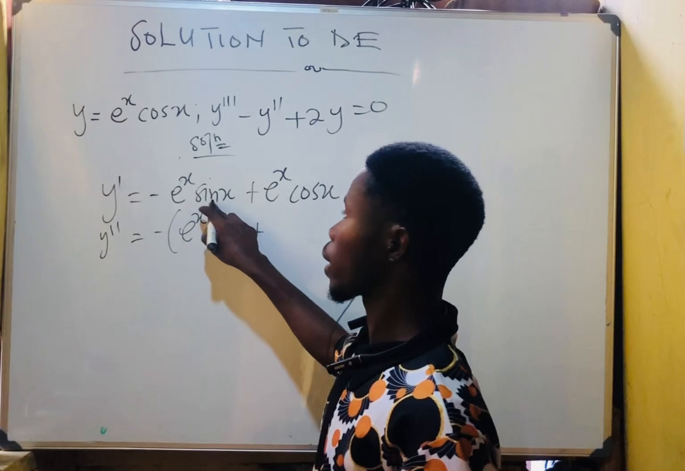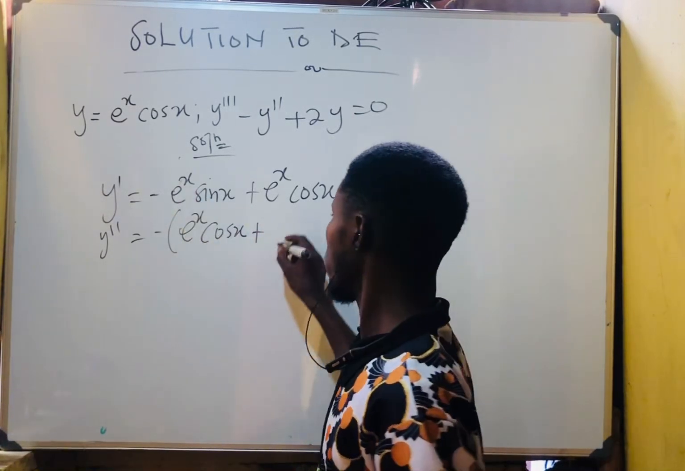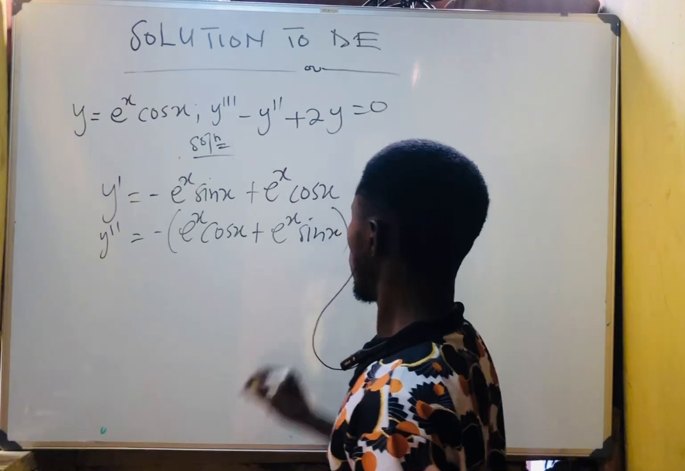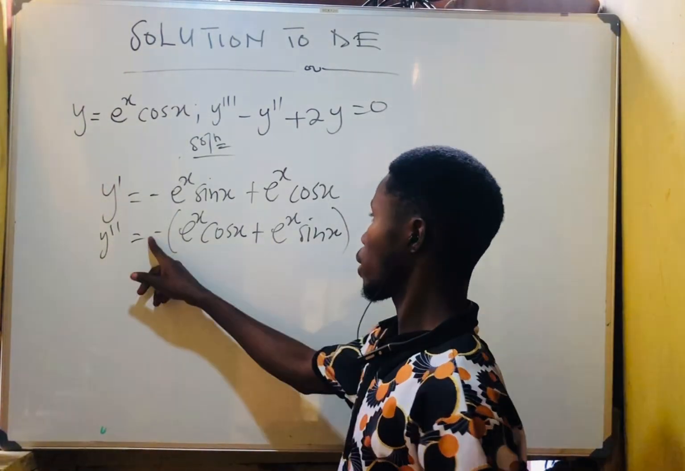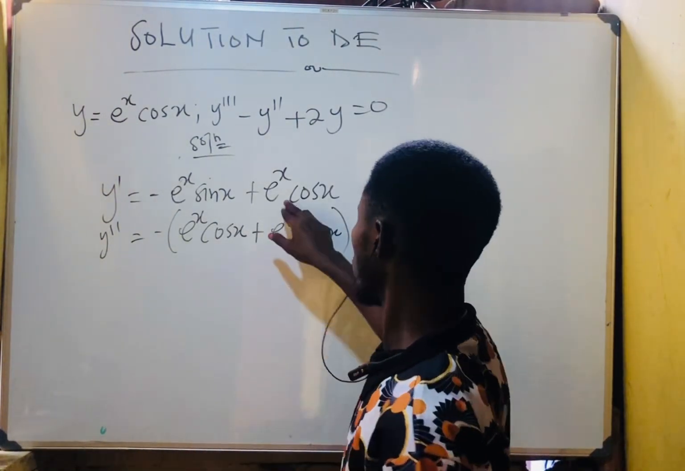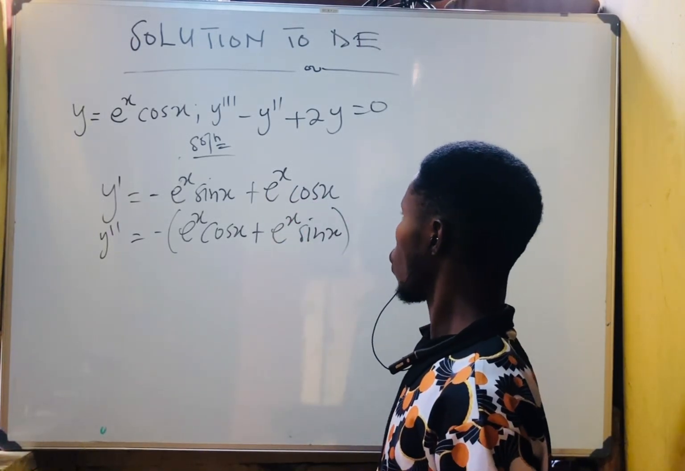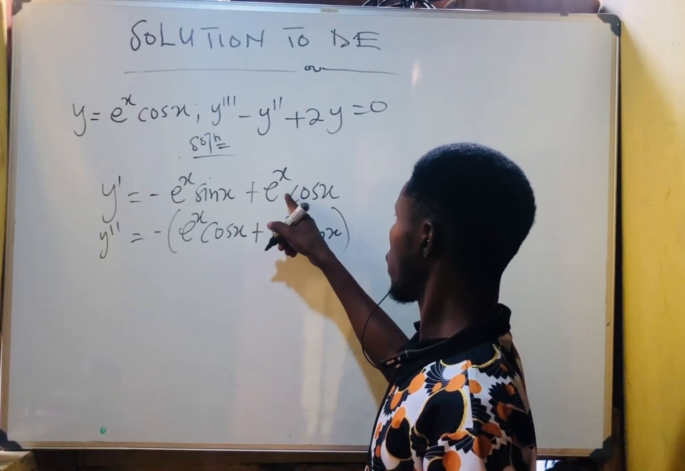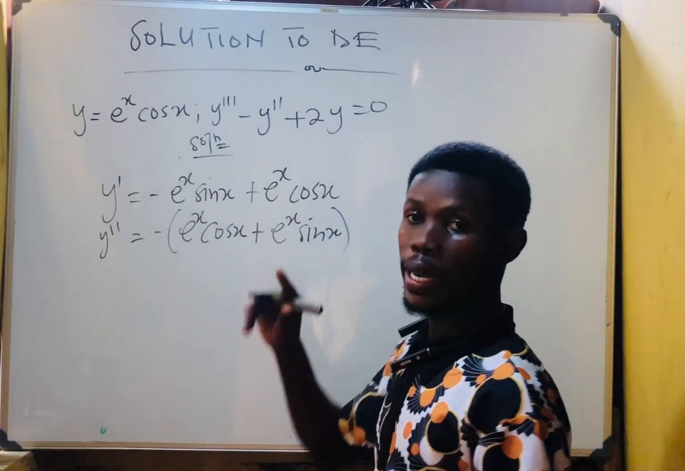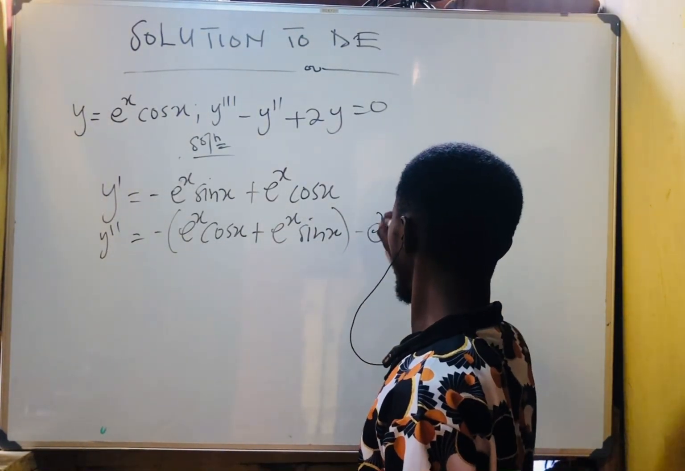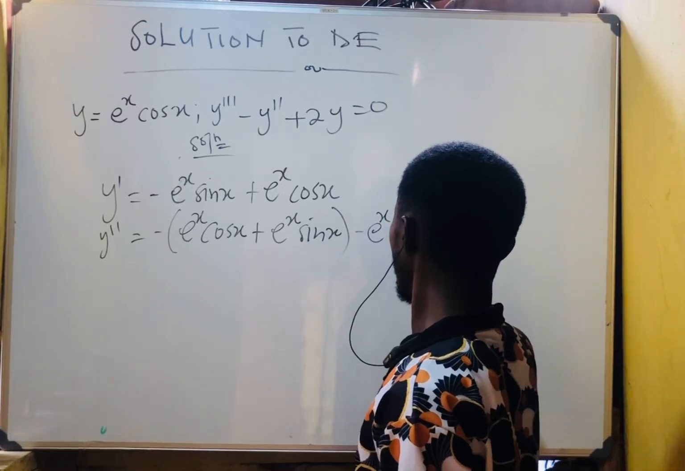Plus, I hold sine x and differentiate e to the power x, and I'll get e to the power x sine x. Okay, remember the negative is affecting it. Then you come to this side, you hold e to the power x and differentiate cos x. So now if I differentiate cos x, I'm going to have negative sine x, so I'm going to have negative e to the power x sine x.